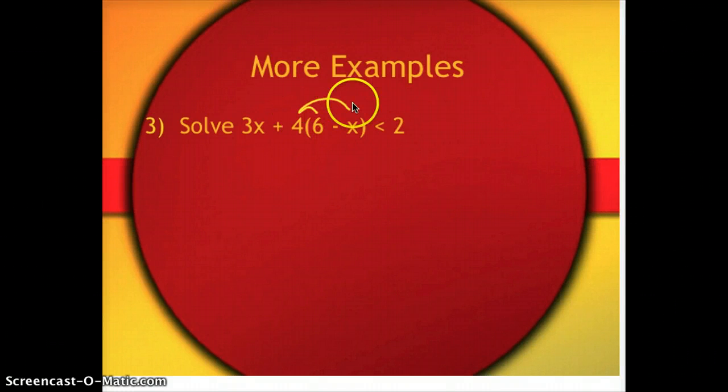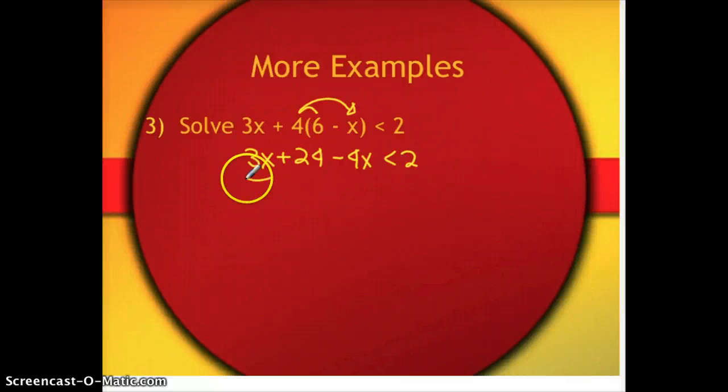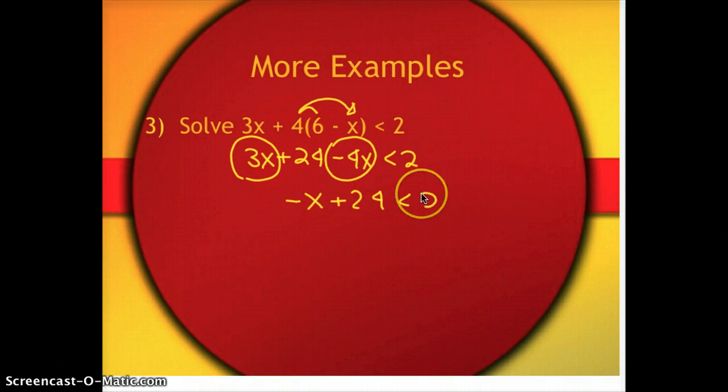So let's go ahead and work that out. I've got 24 minus 4x and 3x here. So 3x plus 24 minus 4x is less than 2. I'm going to grab all my like terms and combine them. So I've got a 3x here and a minus 4x. So 3x minus 4x, that's negative x, plus 24 is less than 2.